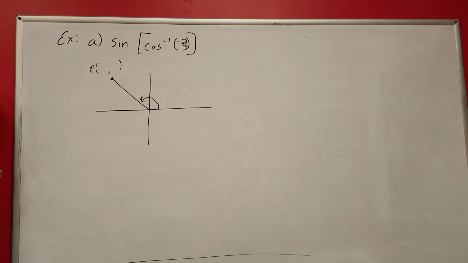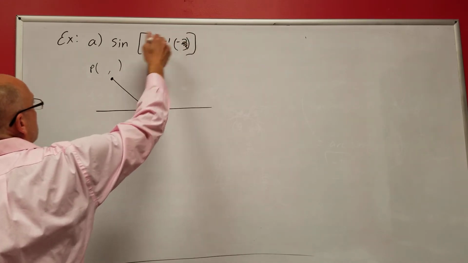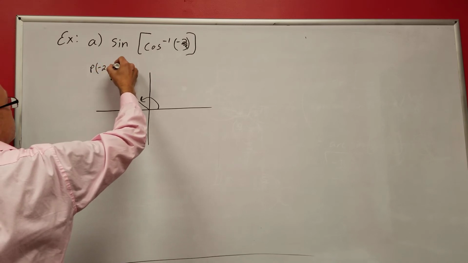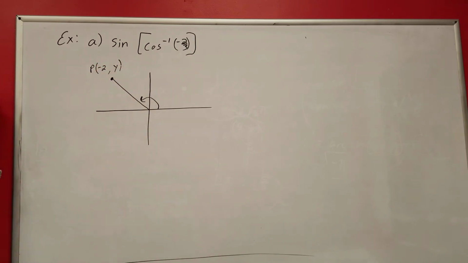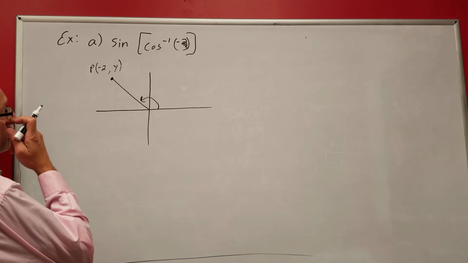And what do I know about that point? I know that point has an x-coordinate of negative 2. And I don't know what the y-coordinate is, okay? All right, you might be thinking, okay, where'd that come from?